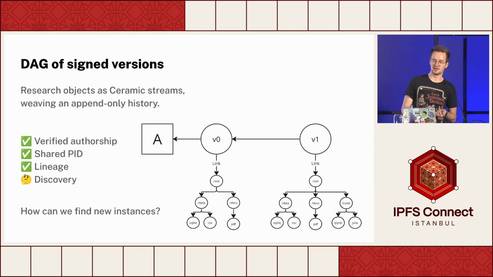However, we still have one key issue, which is how can we resolve and discover new instances of research objects? Given a single research object, we can find all of the updates, but how would we find a completely new one? How would we find B in this case?